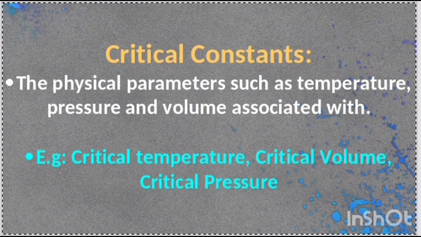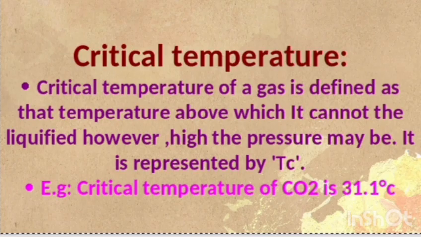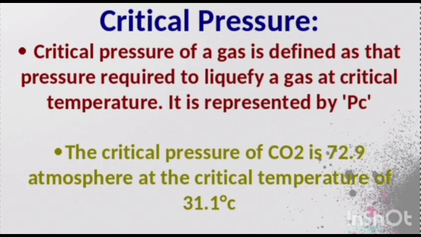Critical constants. The physical parameters such as temperature, pressure and volume associated with the critical state. Example: critical temperature, critical volume, critical pressure. Critical temperature. Critical temperature of a gas is defined as that temperature above which it cannot be liquefied, however high the pressure may be. It is represented by Tc. Critical temperature of CO2 is 31.1 degrees Celsius.